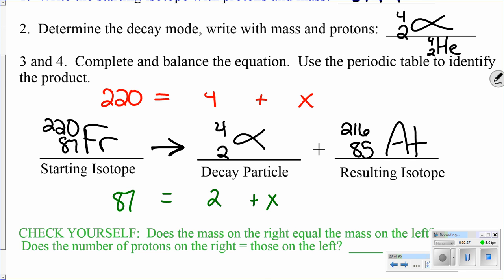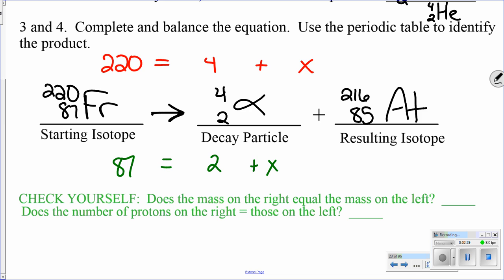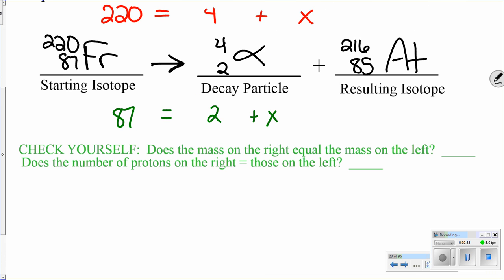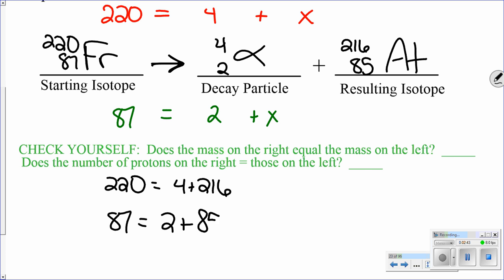And we always need to check ourselves so we don't wreck ourselves and make sure that everything balanced out and everything adds up properly. So we have on the top 220 equals 4 plus 216. On the bottom we have 87 equals 2 plus 85. Both of those check.